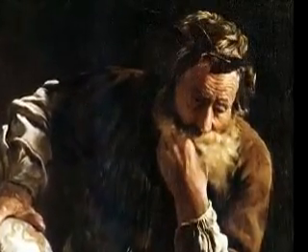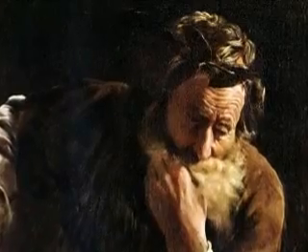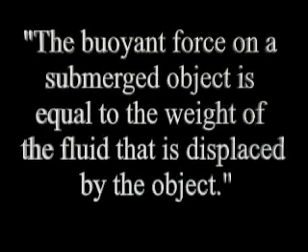The Greek philosopher and scientist Archimedes is credited with figuring this out. The science behind buoyant force is known as Archimedes' principle. This principle states, the buoyant force on a submerged object is equal to the weight of the fluid that is displaced by the object.